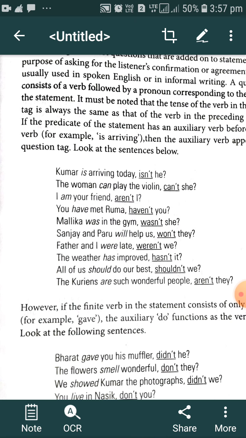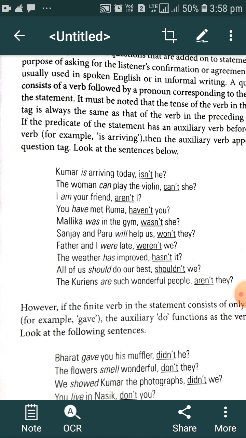Another thing we have to keep in mind is that Kumar is arriving today is present continuous tense, meaning present tense. That's why we have used the same tense in the question tag. These are some things that you have to keep in mind while adding question tags to a statement.